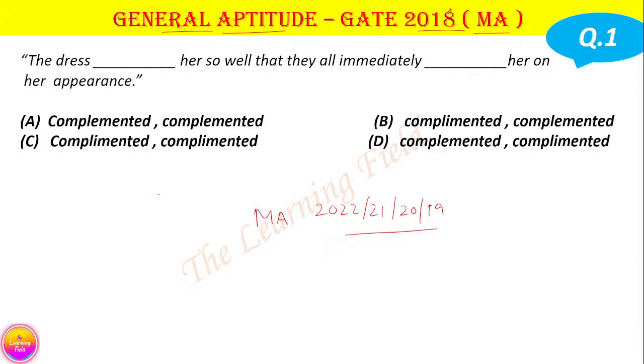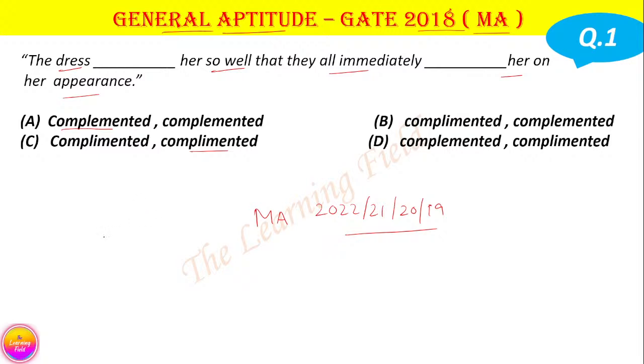So the first question is from the English section. It is a fill in the blanks question: the dress dash her so well that they all immediately dash her on her appearance. The two words given here are complemented and complimented, but the spellings of the two words are different.